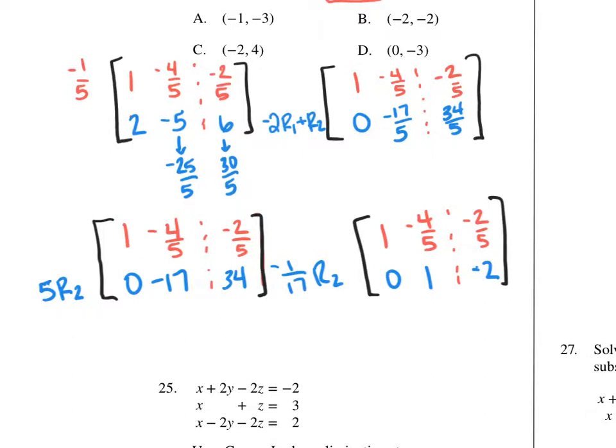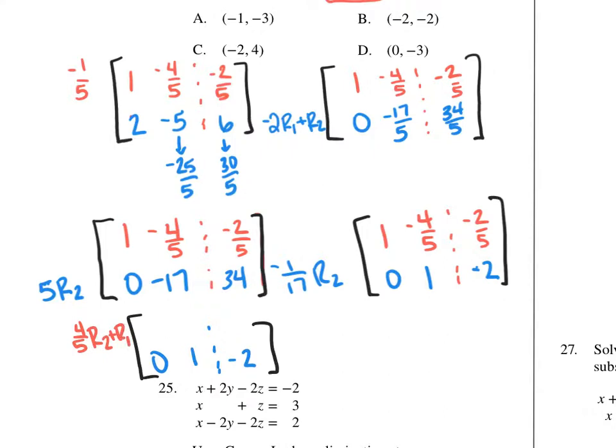I'm going to finish it off by doing this. Now I need to get a 0 right here, right? So to get that 0 there, I need to multiply this row down here by a positive 4/5 and add it to this row up here. The bottom row does not change, so you have 0, 1, negative 2. I'm going to multiply that row by 4/5, so it's 4/5 R2 plus R1.